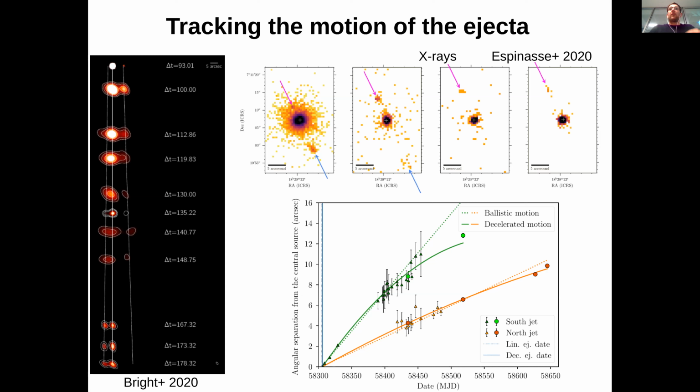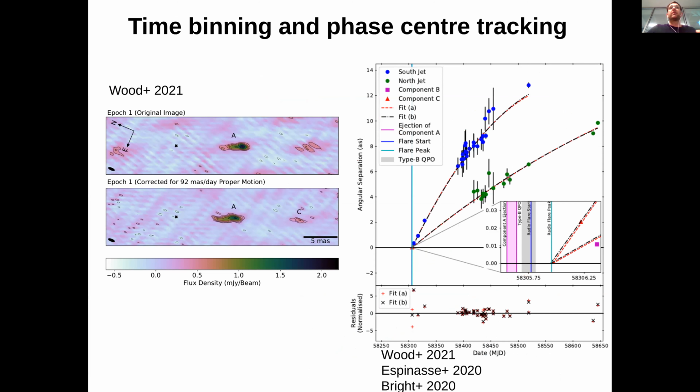So for VLBA observations taken just a few hours after the ejection event, the rapid motion of the ejecta led to some issues because those jet knots were now smeared out over the course of the radio observation. And some really nice work by Callum Wood was able to correct for this smearing by using some really fine time beaming and a dynamical phase center tracking technique, which was able to better reconstruct the ejecta position and recover a previously undetected ejected knot.